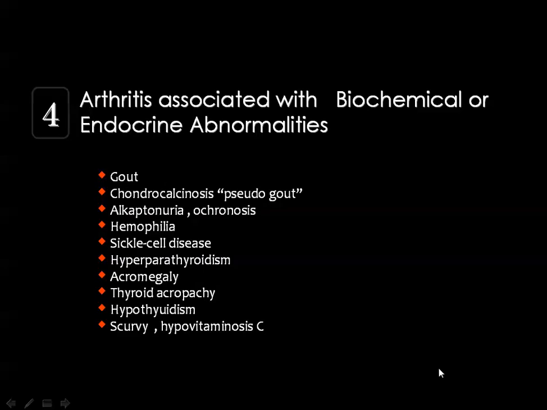Now we came to the arthritis associated with biochemical and endocrinal abnormalities. We want to discuss here gout and chondrocalcinosis or pseudogout, alkaptonuria or ochronosis, and hemophilia. And actually we will not discuss the remaining issues like hyperparathyroidism. I hope that I have a lecture about the metabolic and endocrinal bone diseases so that I can include hyperparathyroidism, acromegaly, thyroid acropachy, and the remaining issues.